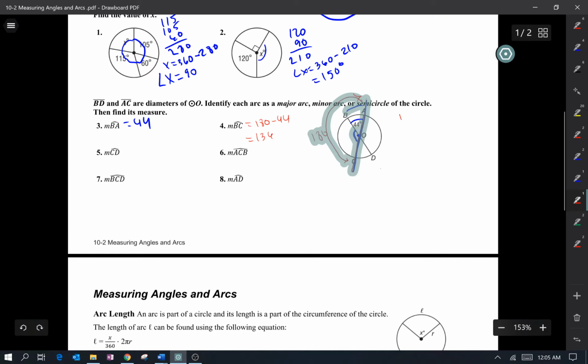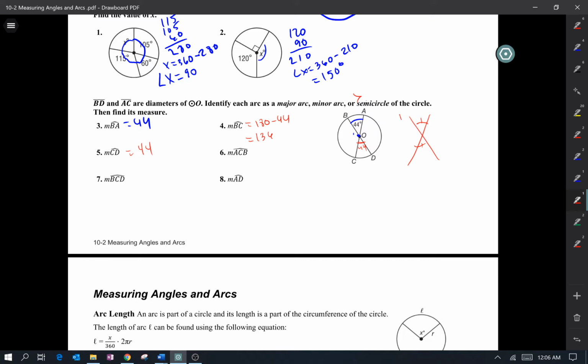All right, let's try CD. Well, these are vertical angles. If you have two lines crossing like this, these are equal because they're vertical. So this must be 44. So CD must be 44 because the arc is equal to the angle.